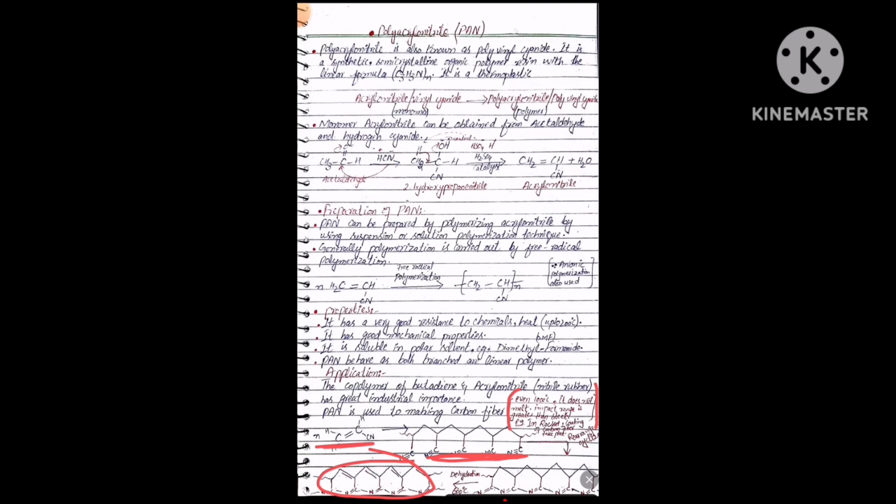The main reason is the stability and resistivity of carbon fiber. This carbon fiber will protect the internal area of the rocket from heat and from that friction or resistance. So it has a very important application towards the manufacturing of rockets.